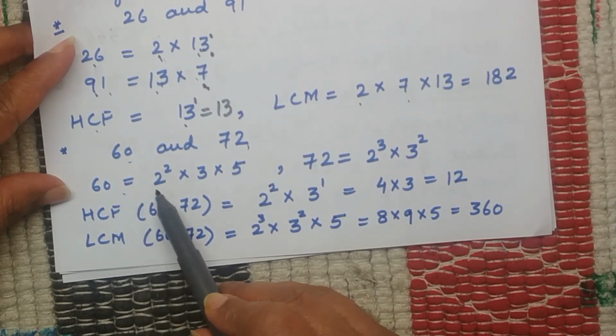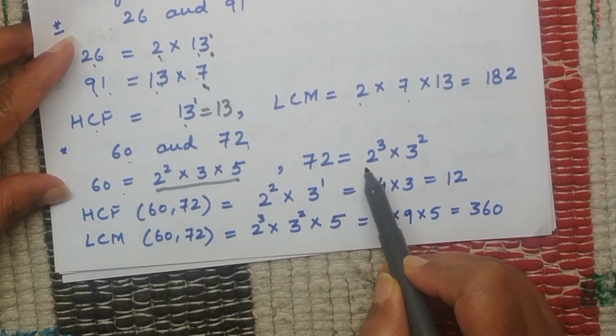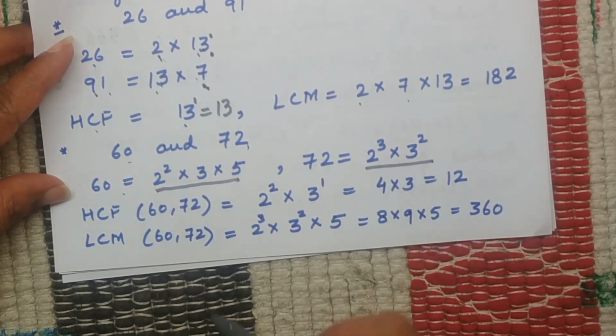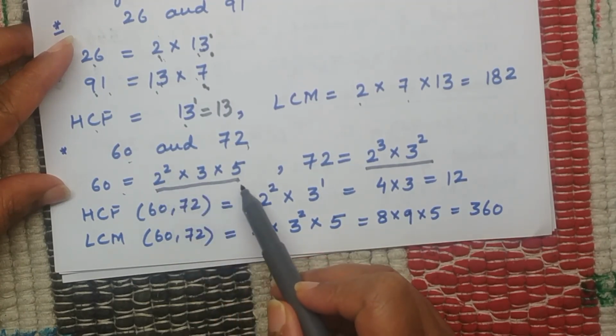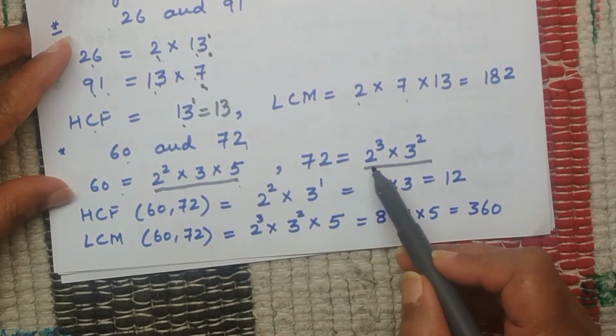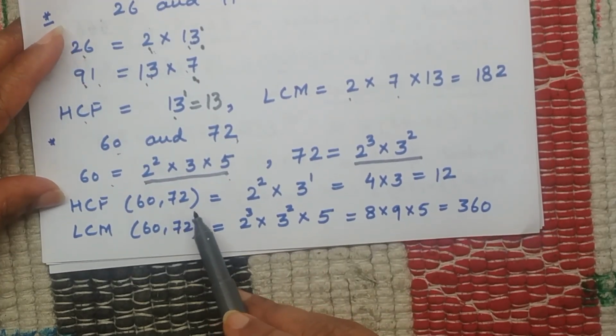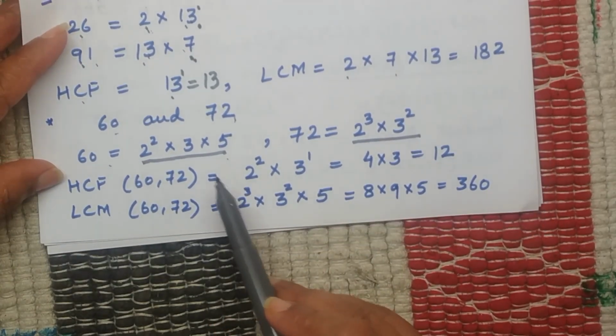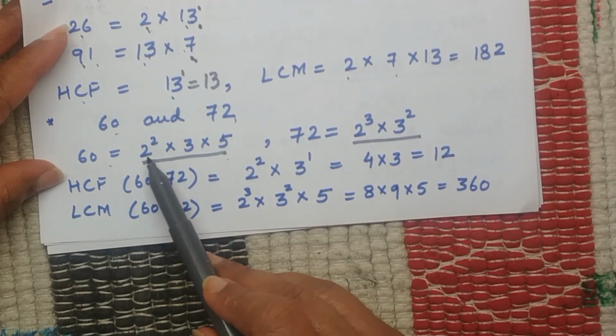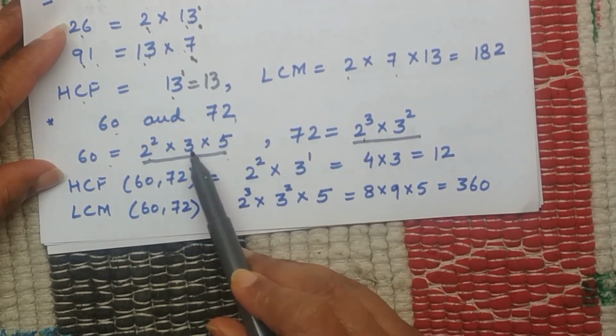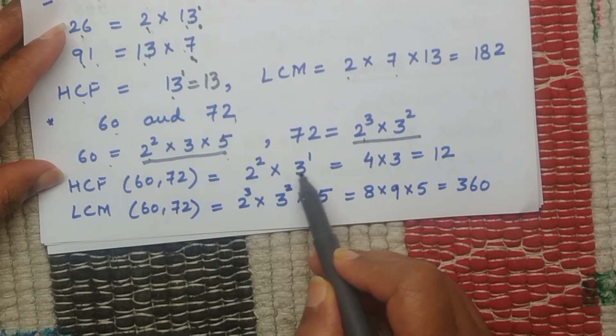We listed the prime factorization of 60. We found the prime factorization of 72. 60 is 2 square into 3 into 5 and 72 is 2 cube into 3 square. Now HCF. For the HCF, we write down the common factors. Common factors are 2 and 3. So written 2 and 3.